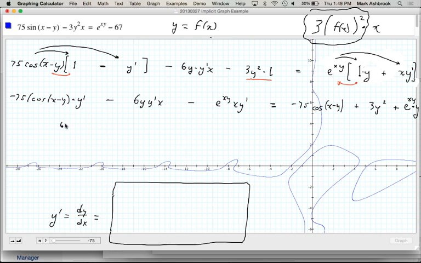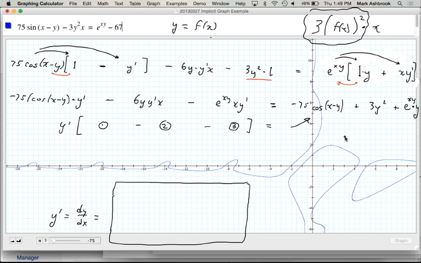So we're going to have y prime times term 1 minus term 2 minus term 3. I'm not going to rewrite them. Equals that. So the next step I'm going to write in the box. I'm going to write the answer in the box. So this step is now factoring out y prime.